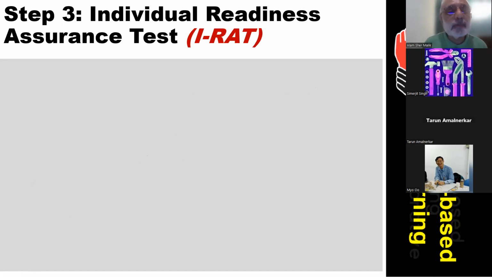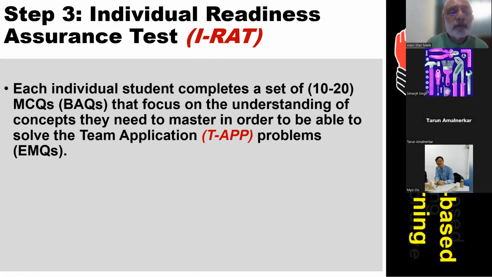Step three, the individual readiness assurance test. So each individual student completes a set of questions of set one, which I said I generally use the single best answer question. And these questions focus on the understanding of concepts they need to master in order to be able to solve the team application test or EMQs properly. Basically, these BAQs are meant to prepare the students so that they can attempt the team application, which is extended matching questions in this example, in the next step.